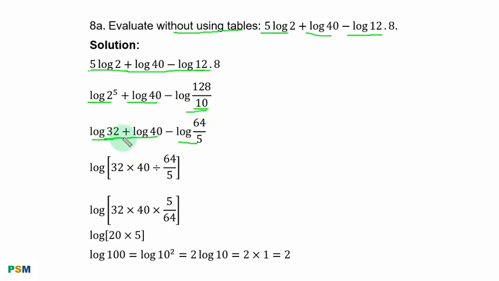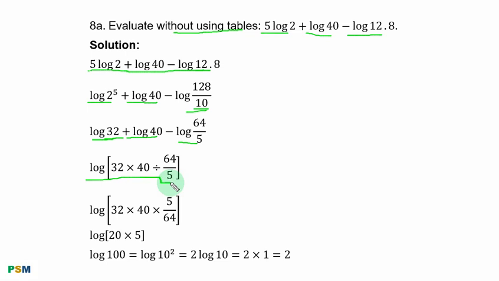The addition law implies multiplication of the numbers. Subtraction implies quotient, which is division. So we have log, bracket open, 32 times 40 divided by 64 over 5.